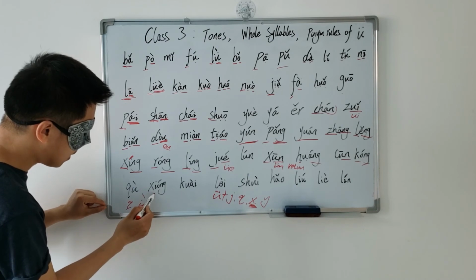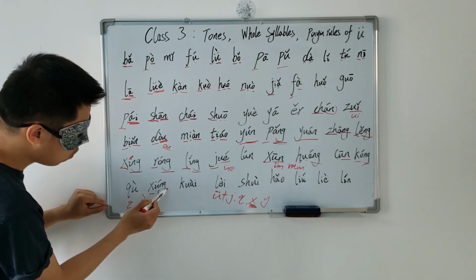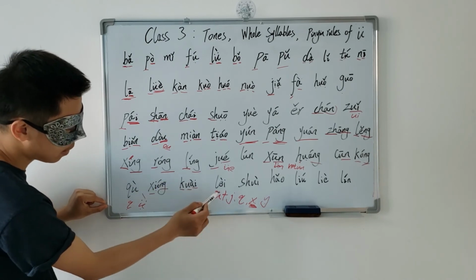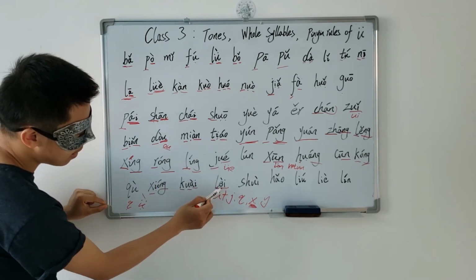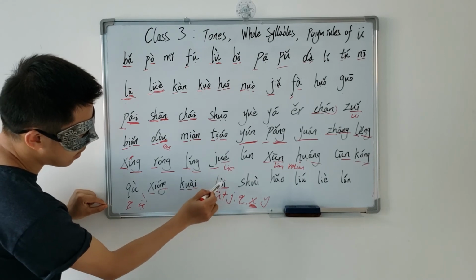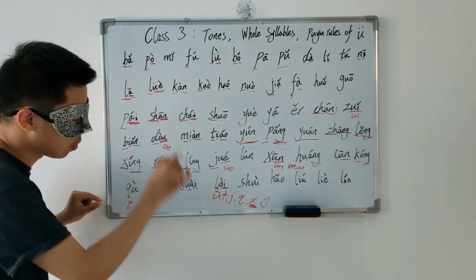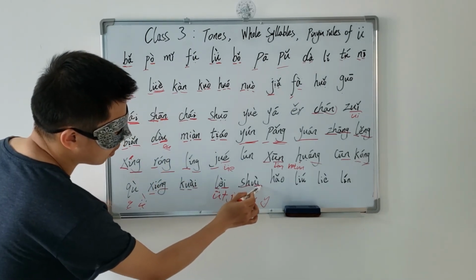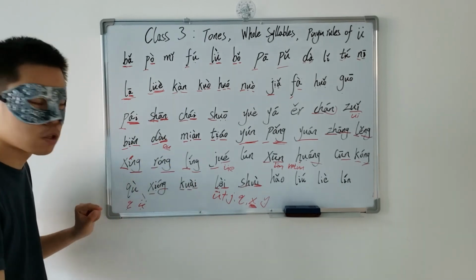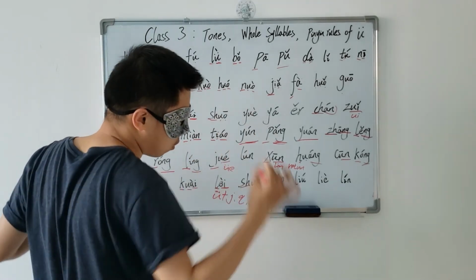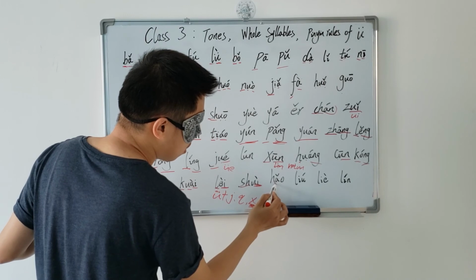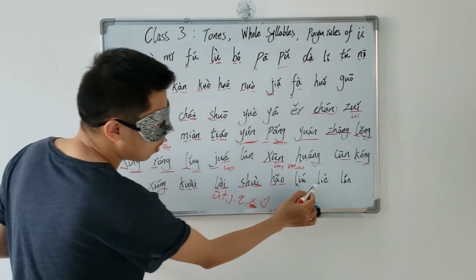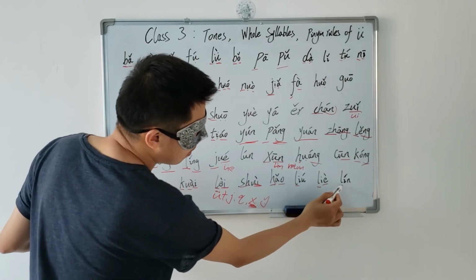This one, a, the a is the fixed final, lei, the last tone, lei. Shi, wei, the fixed final wei, shui, strong tone, last tone. He, hao, le, you, liu, le, ye, lie, le, ling.